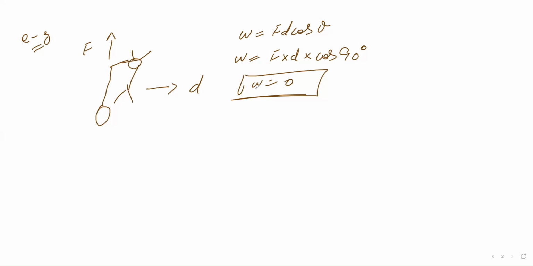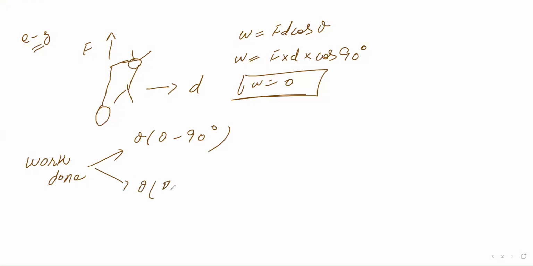Whenever you're talking about the work done, we have to sort things like that. Now, the second thing that we need to know is that work done can either be positive or negative. If theta ranges between 0 to 90, or if theta ranges from 90 to 180, remember, in that condition the work done would be the positive work done, and in this condition, the work done would be the negative work done.